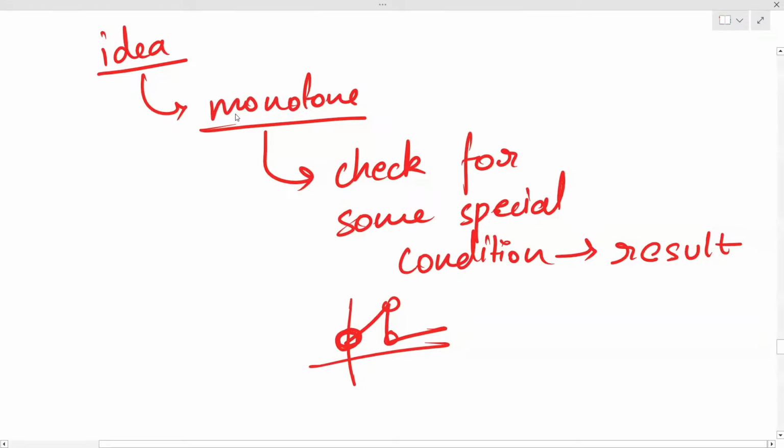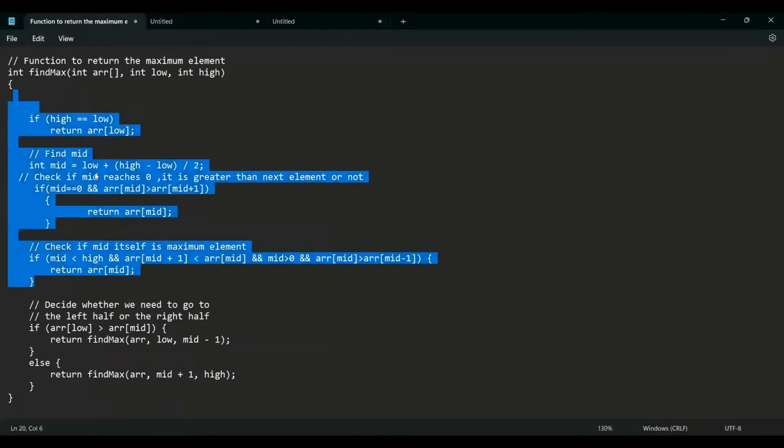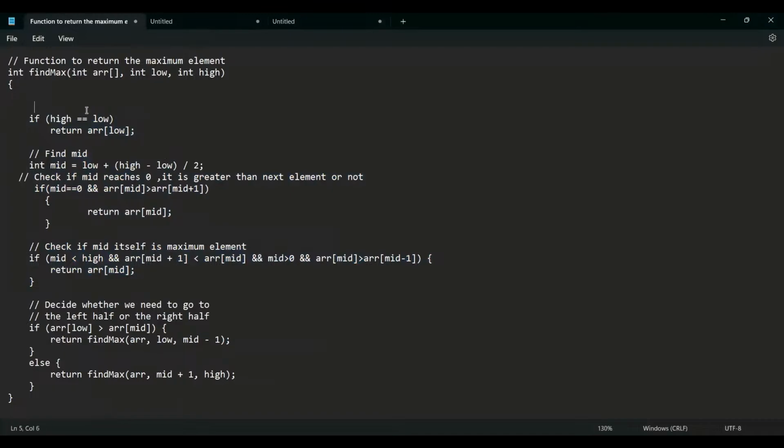Okay, so I'll quickly show you the code. This is the implementation. We have a low to high. Initially, low will be 0 and high will be n-1. Then we find the mid, and we check if the mid reaches 0, which means we have reached the starting low position. We'll also check if this mid is more than this element. If so, then by default this is our peak, so we can return it right away.